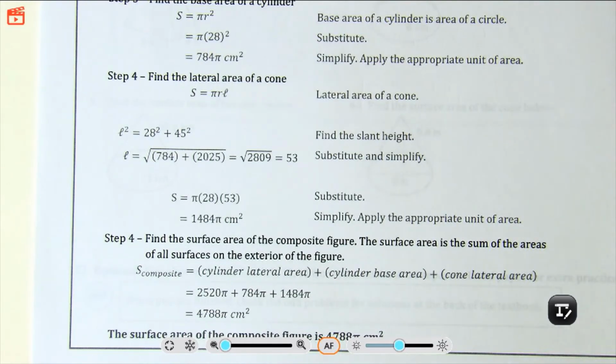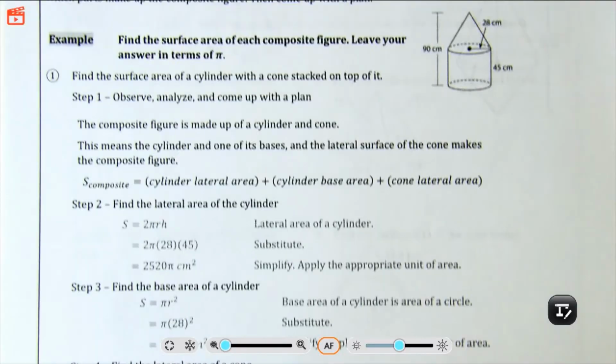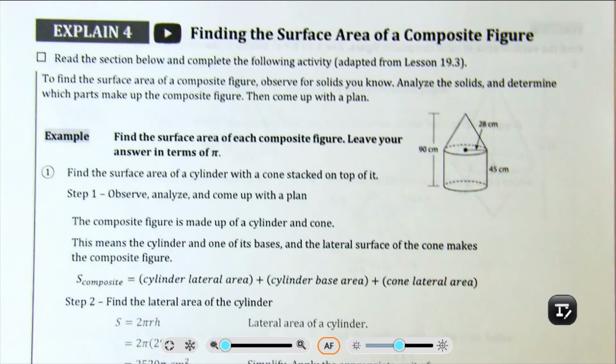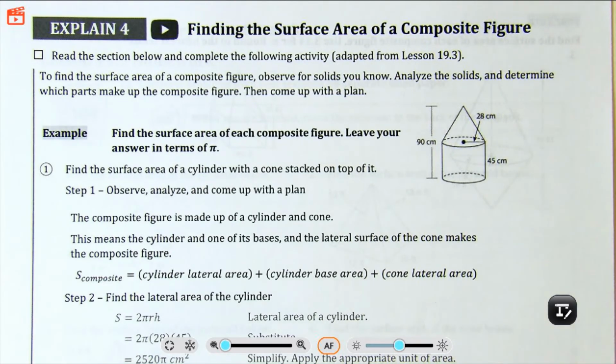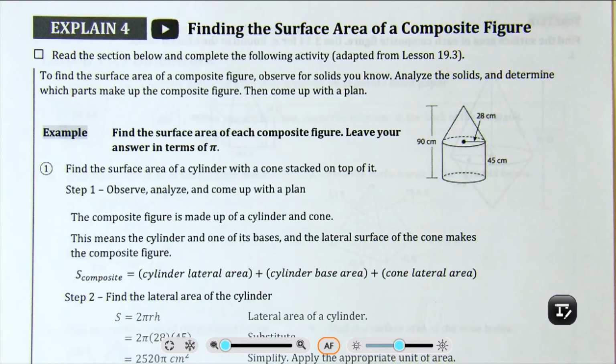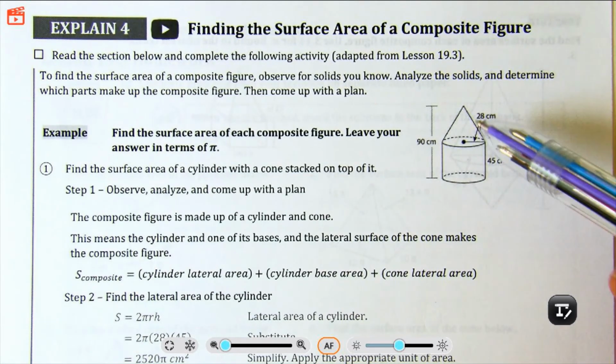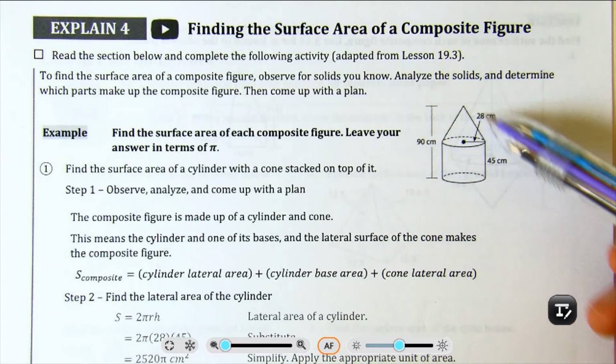Okay, and lastly, to end this lesson, we need to find the surface area of composite figures. This is just a repeat of what we did before, but now we're able to use cones with these examples. Okay, so for problem number 1, we have this image. We have a cylinder with a cone on top of it.